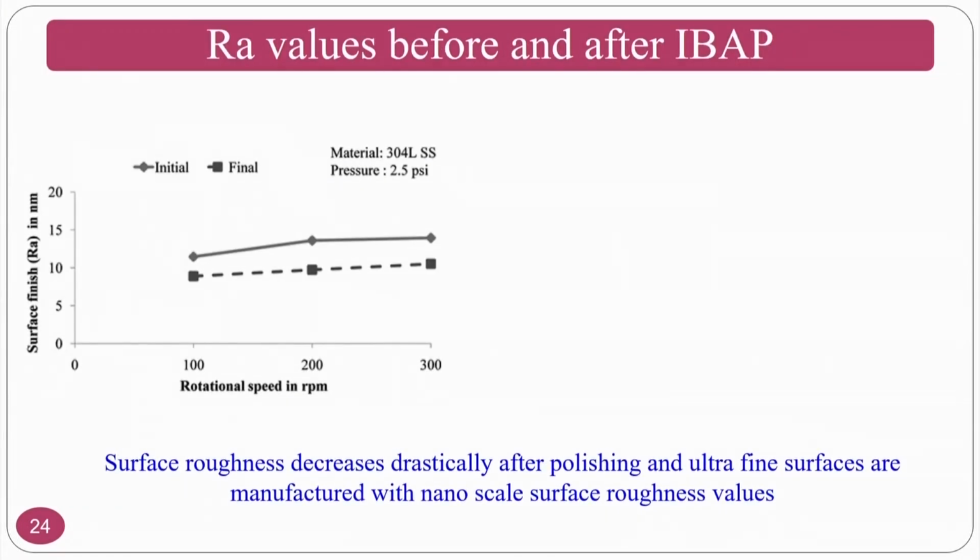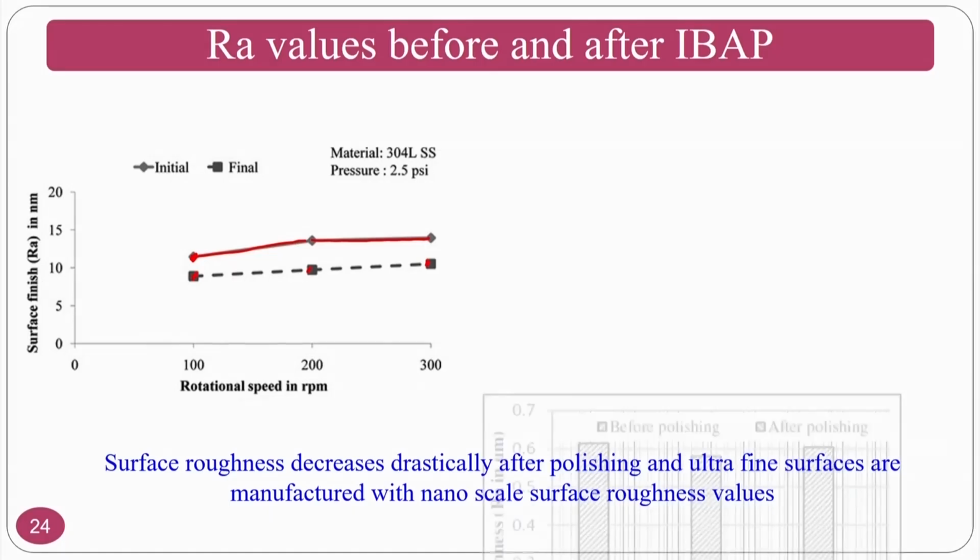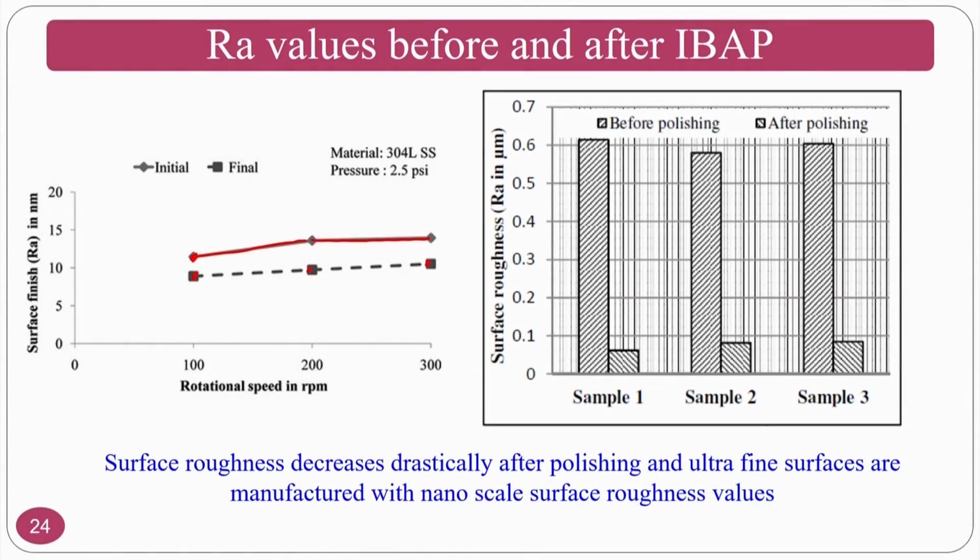Normally, if you see the initial surface roughness, this is the initial surface roughness of this one. Approximately the surface roughness is around 13 to 15 nanometers. Then after finishing, you can see here it reduces by a certain value. So you can use this particular process. At the same time, you can see the surface roughness in microns also, before polishing and after polishing. Some of the materials may be different.